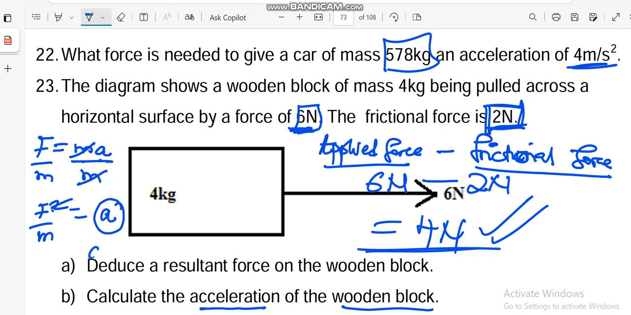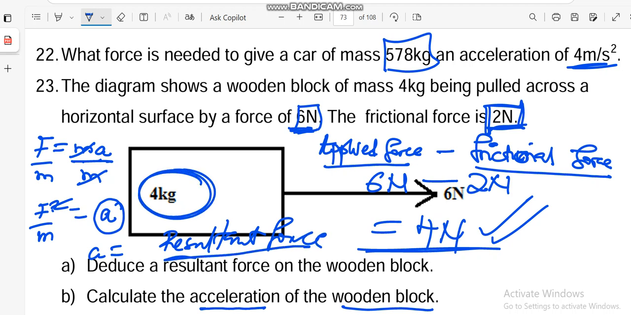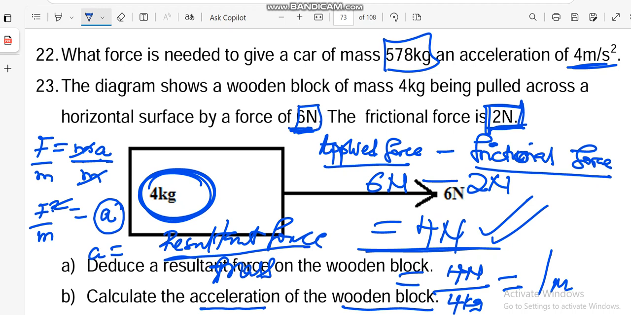So in other words, acceleration is the resultant force all over the mass, which is 4 kg here. The resultant force was 4 newton all over the mass, which is 4 kg. So I'm going to get the acceleration as 1 meter per square second. So this was supposed to be the answer, guys.